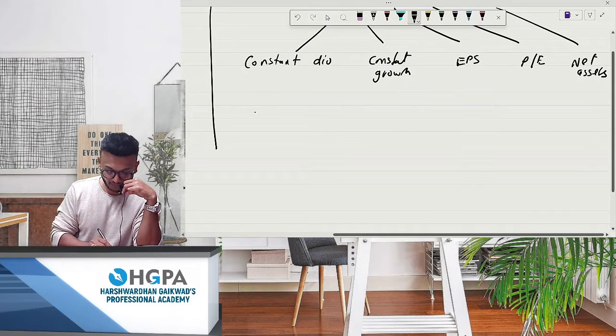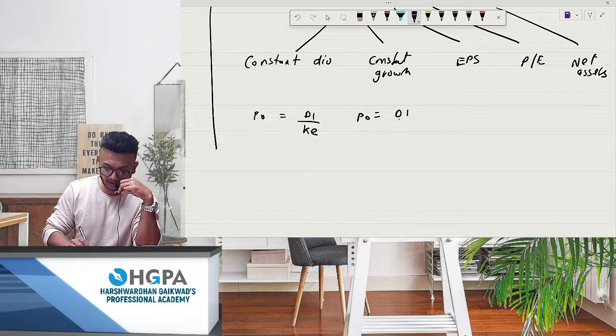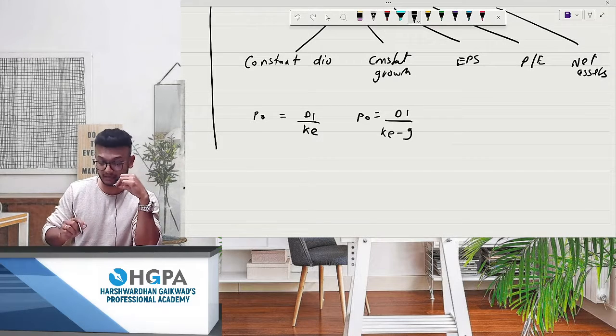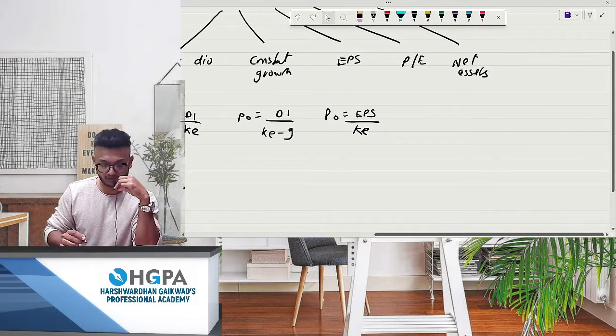Very simple. First, P0 is equal to D1 upon KE. That is pretty simple without any growth. Here, P0 is D1 upon KE minus G. You might be able to recollect these formulas which were there in your CMA intermediate. EPS, P0 is EPS upon your cost of equity. Okay, that is the required rate of return.